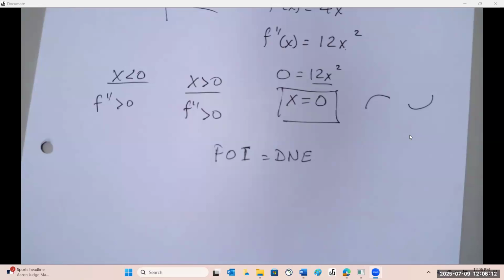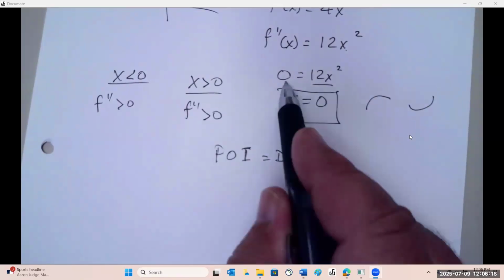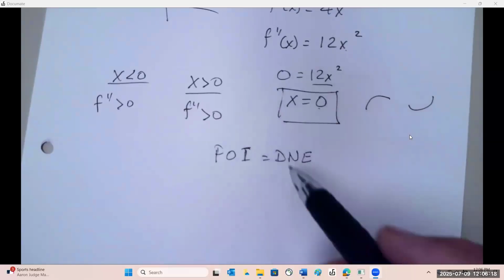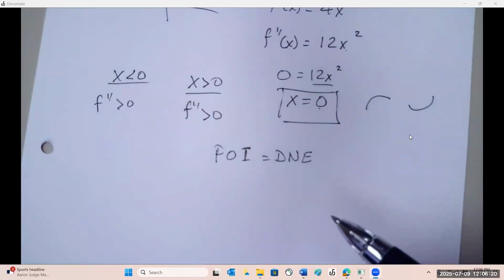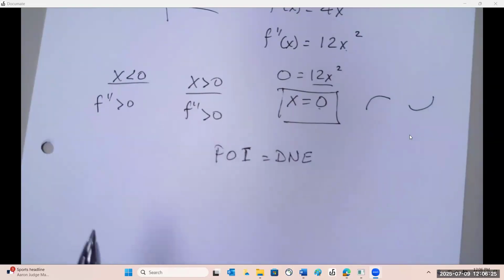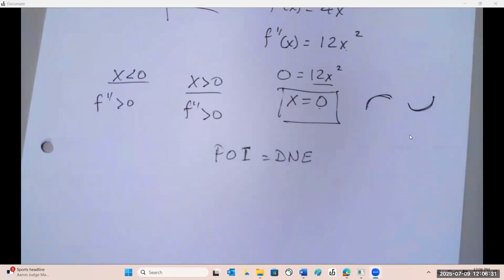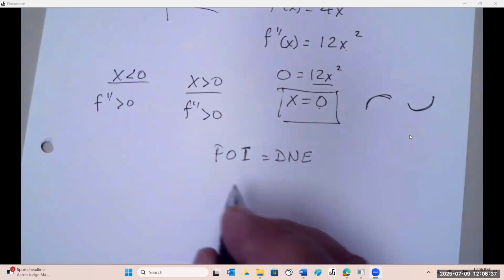That's what these are doing here. We come up with a solution. The second derivative does equal 0 at 0, but it's not true, because in order to be a point of inflection, you have to have opposite concavities on both sides of that point of inflection. The same as in the first derivative.